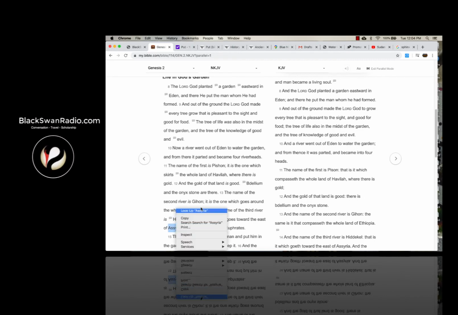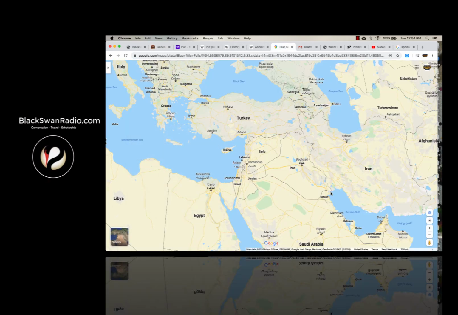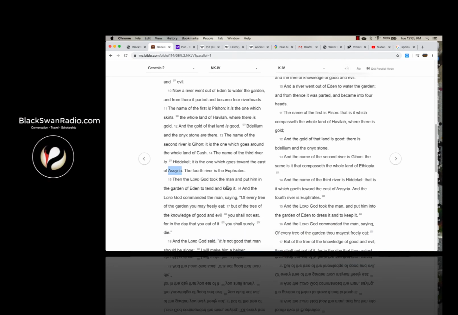And Assyria is a kingdom that is dated in the second millennium BC, just like Ethiopia. And Assyria is what is now called northern Iraq. So northern Iraq is telling us that from the early part of the second millennium BC, Assyria was the center of a succession of empires. So like I said earlier, this is the region of Mesopotamia, and in that country of Mesopotamia, Assyria was a kingdom in the north. And as you can see, even now we have Syria here. Now the Assyrian people were persecuted later on, but Assyria was known to be a mighty kingdom, a conquering kingdom, fearful, fierce.